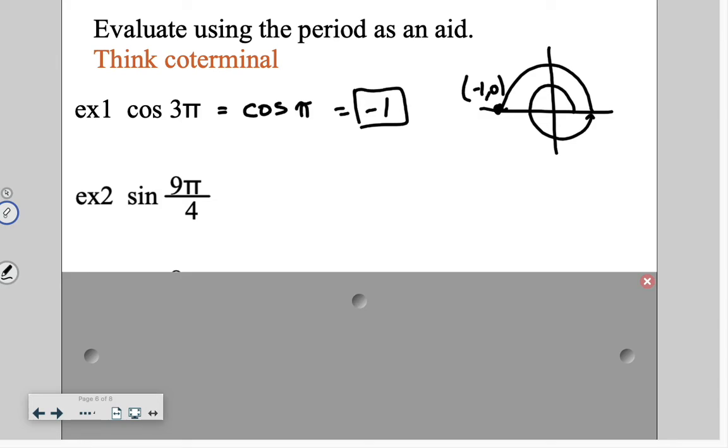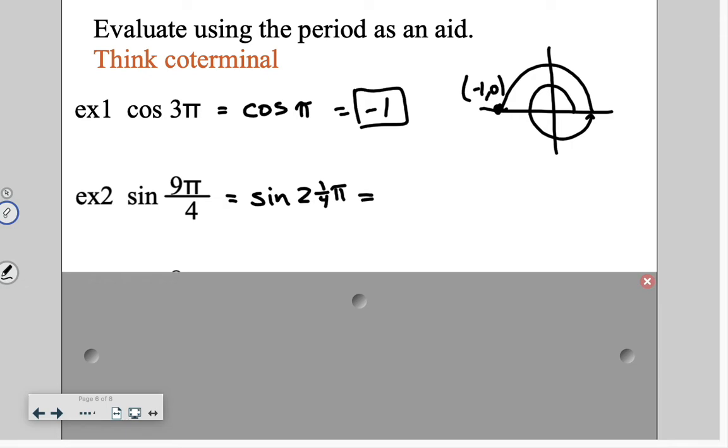So again, you don't have a 9 pi over 4 on your unit circle. What I want you to think about is this. 9/4 is what as a mixed fraction? 2 1/4, right? Okay, 4 goes into 9 2 times, plus you got 1/4 left over. So this is the same thing as 2 1/4 pi, right?